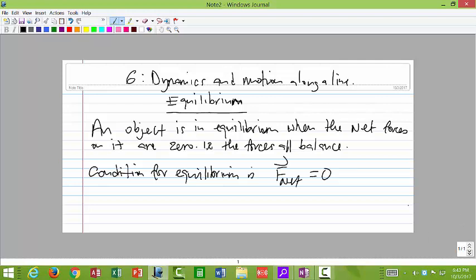This means that in 2 dimensions, net force along x is equal to 0, and net force along y is also equal to 0. And if you have 3 dimensions, then you would include a z. So we can talk about 2 types of equilibrium: a static equilibrium or a dynamic equilibrium.